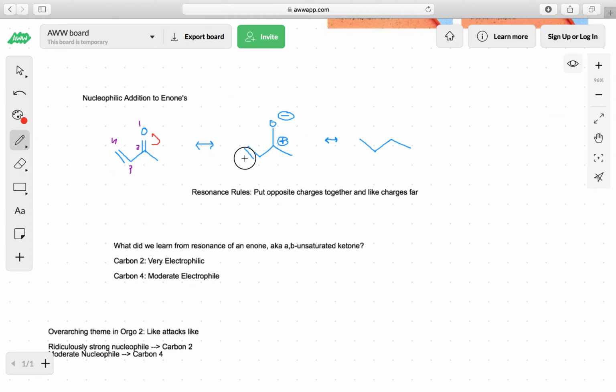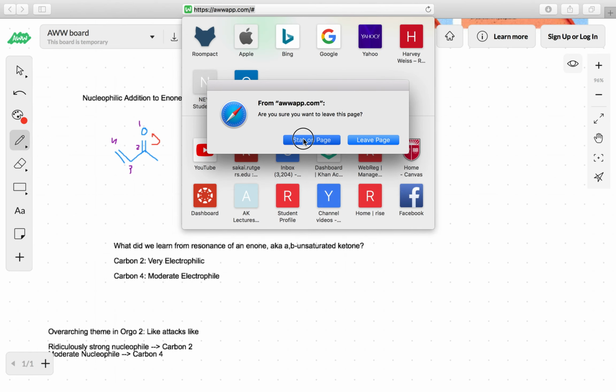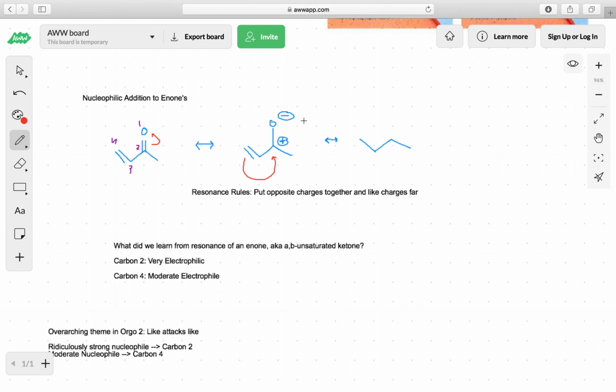So now let's push over this pi bond over here to fill up that positive charge. So let's see what we get now. We should get something like this. So here we also see that there's a positive charge, but it's moved over to carbon 4. And what does that tell us? That tells us that in an enone, there are two carbons that are electrophilic, carbon 2 and carbon 4. But there's one that's more electrophilic than the other, and that's carbon 2.